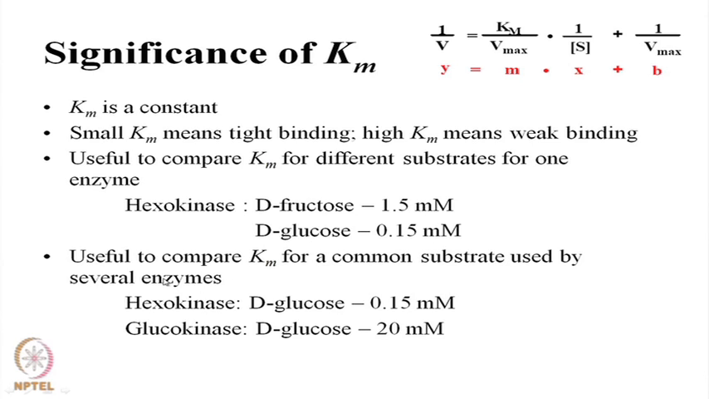It is also useful to compare Km for a common substrate used by several enzymes, like hexokinase and glucokinase. For hexokinase with D-glucose it is 0.15 millimolar, whereas for glucokinase with D-glucose it is 20 millimolar. So this value is higher compared to that value, and we can compare whether the binding is stronger or weaker.